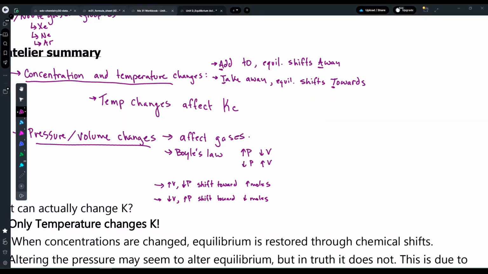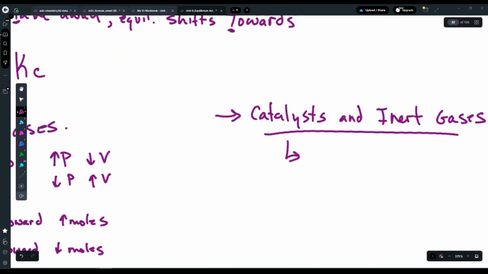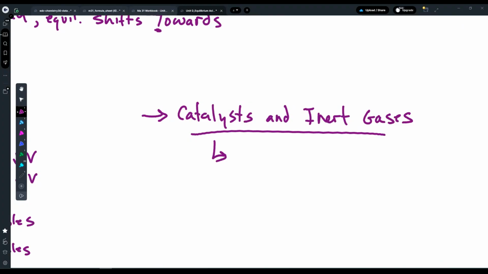Okay, and then the last one that we talked about was catalysts and inert gases. So remember, these do not affect equilibrium at all. Catalysts do help the system to reach equilibrium faster, but if you throw in a catalyst at a system already at equilibrium, it's not going to change anything. Same with inert gases. If you throw in an inert gas in a system that's already at equilibrium, it's not going to change anything.